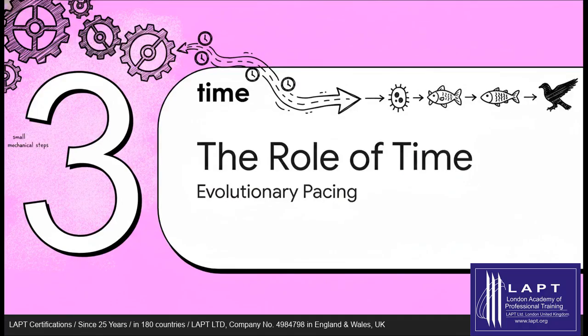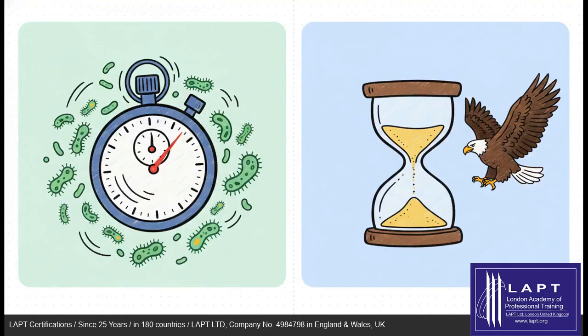Let's shift our pacing a bit for Section 3, the role of time. Time is the crucial variable that allows these small mechanical steps we just talked about to result in massive biological changes. But the rate of evolution varies wildly. Look at microorganisms like bacteria on the left. They reproduce at a tremendously rapid pace, which means their generations turn over fast, allowing for extremely quick evolutionary changes. Now contrast that with larger organisms like birds or fish on the right. They have much longer lifespans and reproduction cycles. For them, it requires millions of years for notable adaptations to visibly manifest. The mechanism is identical. It's just the speed of the evolutionary clock that changes.